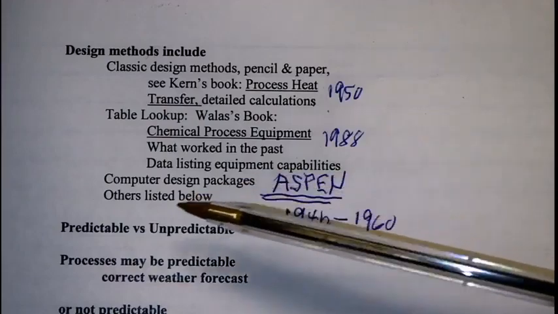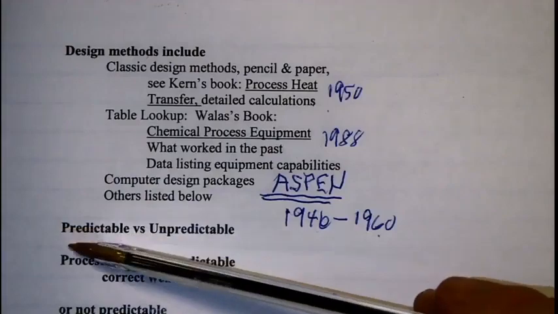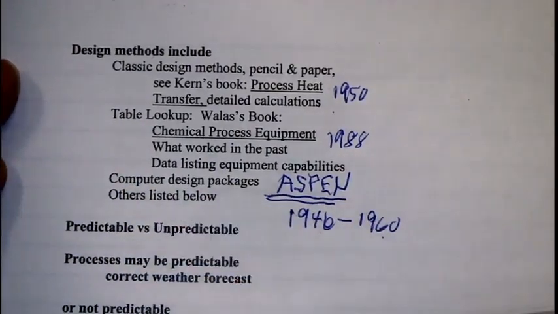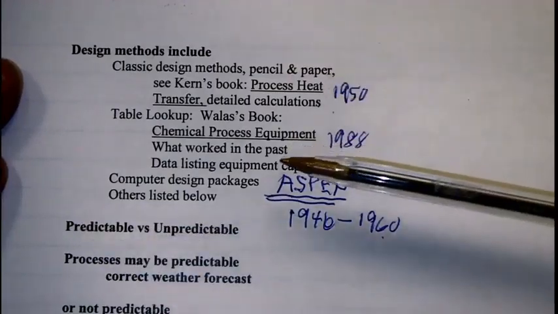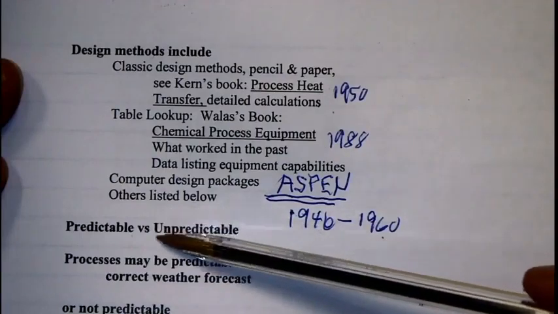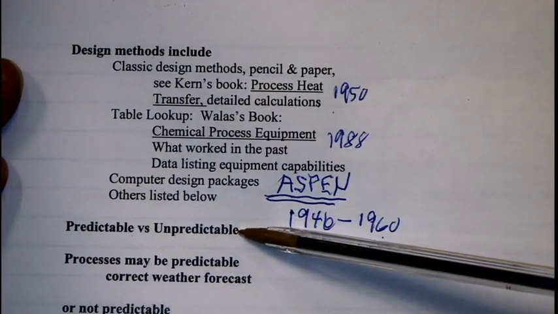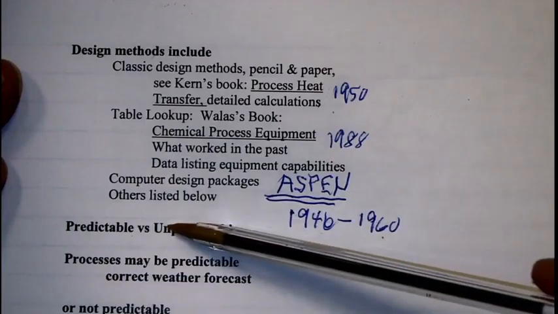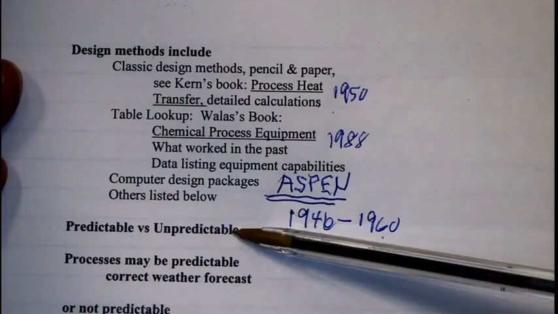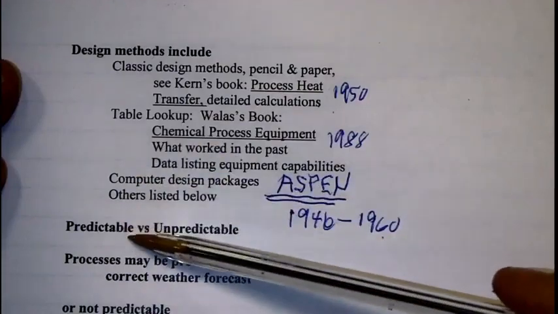You must recognize that in design there are very predictable processes. Distillation is very predictable, and heat exchange is very predictable. Unpredictable processes tend to be filtration or mixing. They'll work, and then they don't work. And when you have to shut down your plant, people get really angry, really upset.